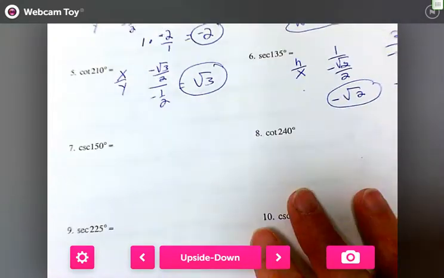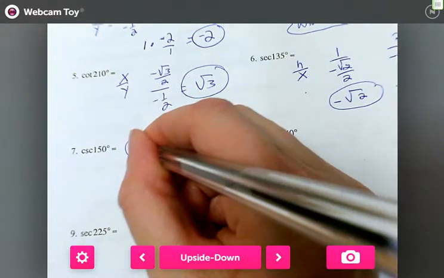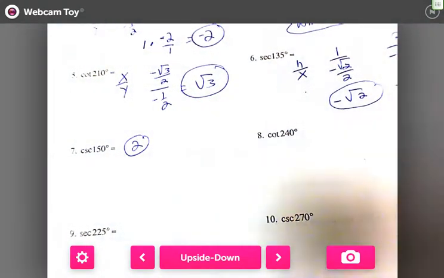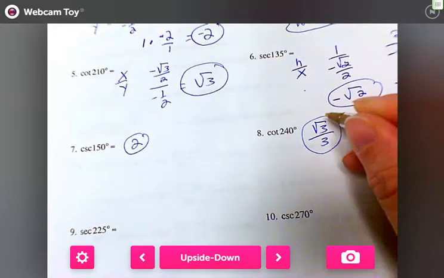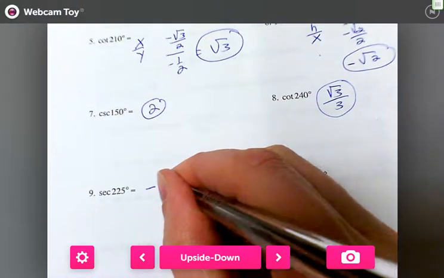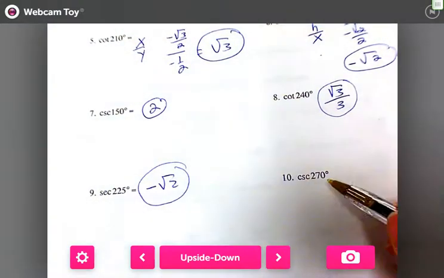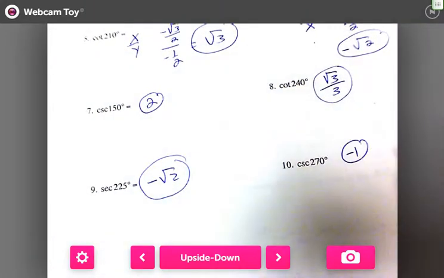Okay. Number 7, cosecant of 150 gives us 2. Cotangent of 240 gives us square root 3 over 3. Secant of 225 gives us negative square root 2. And cosecant of 270 gives us negative 1. Is there any of those you want me to do, or are you guys feeling okay? We do 7 and 8. 7 and 8, no problem.